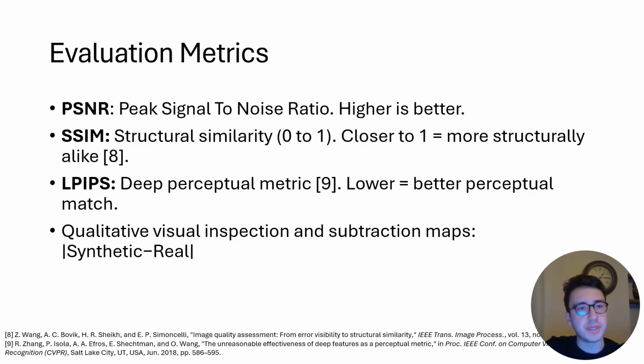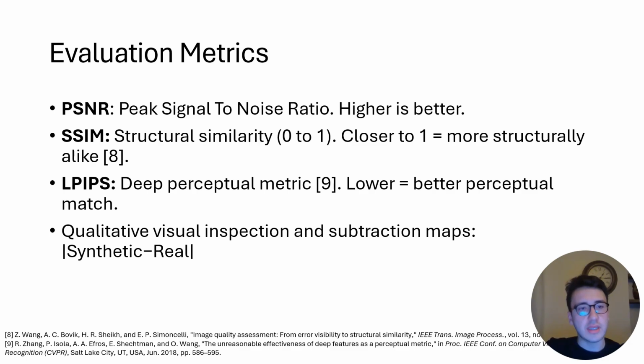So here are my evaluation metrics. PSNR is peak signal-to-noise ratio, a commonly used metric in electrical engineering. SSIM is the structural similarity index. It ranges from 0 to 1, and 1 means structurally alike. You can use it to test how well the synthetic images resemble their original counterparts. And LPIPS is a similar metric to SSIM, but it uses a pre-trained network like VGG, performing a deeper analysis at the feature level.